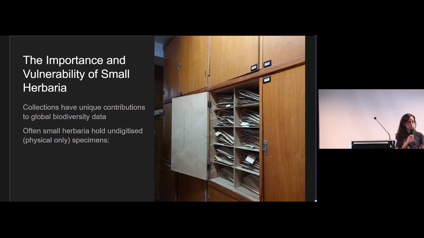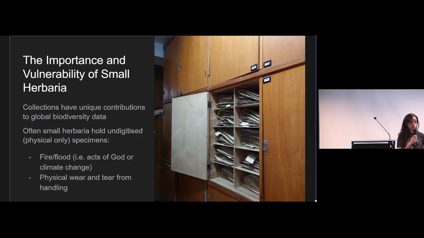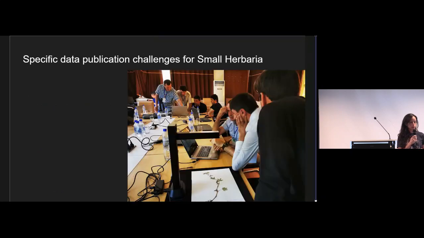So these small institutes often have unique contributions to global biodiversity data in their collections, but their collections are often physical only, in other words, undigitized and unpublished. This means that they're vulnerable to things like accidents, fire and flood and so on, and also physical wear and tear from handling. Obviously, there are lots of good reasons to publish your data, but this is just one that I wanted to highlight particularly.